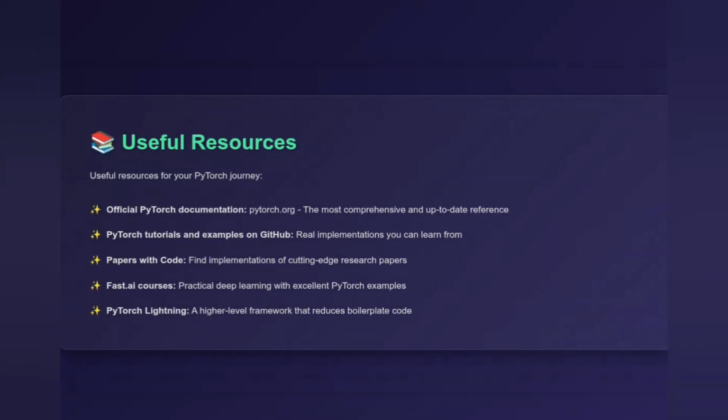Useful resources for your PyTorch journey. Official PyTorch documentation, pytorch.org, the most comprehensive and up-to-date reference. PyTorch tutorials and examples on GitHub, real implementations you can learn from. Papers with Code. Find implementations of cutting-edge research papers. Fast.ai courses, practical deep learning with excellent PyTorch examples. PyTorch Lightning, a higher-level framework that reduces boilerplate code.